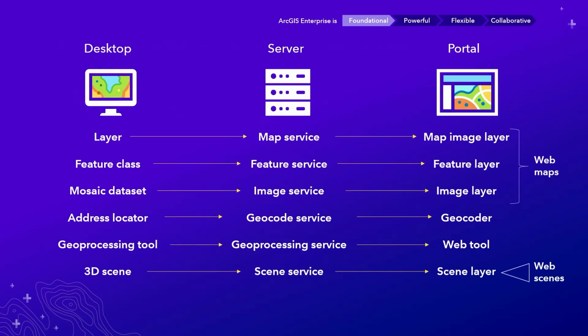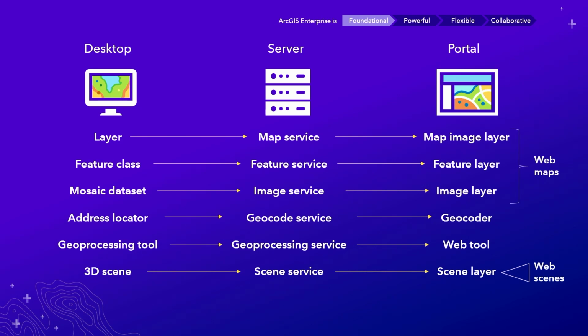And going off of that, it's helpful to think of data across the WebGIS platform and having different names depending on where exactly it's hosted. And so for desktop, you can have layers, feature classes, mosaic datasets, address locators, geoprocessing tools, 3D scenes, even more than this. And the data that you're using in desktop informs how it shows up on the server side. What type of service is produced when you share or publish it? You would have the map services, feature services, image services, geocode services, geoprocessing services, and scene services. That's how they're going to show up in the REST API for you or through ArcGIS Server Manager.